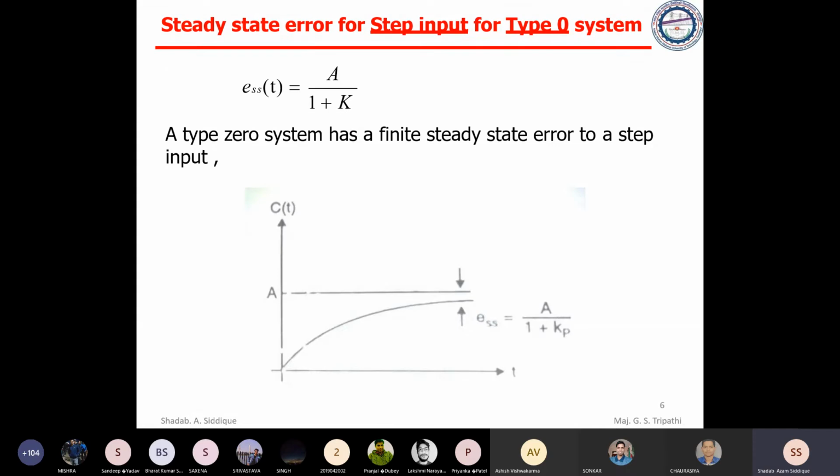So now the steady state error ess is again given by A divided by 1 plus Kp. This is a type 0 system, which has a finite steady state error to the step input. So this is having finite steady state error.